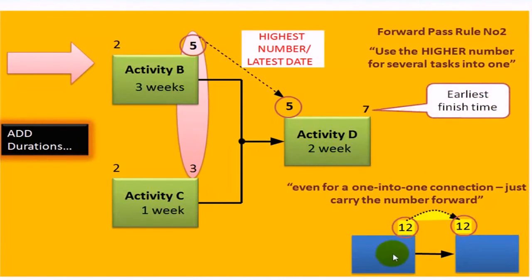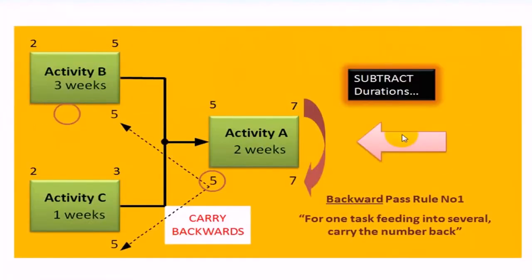Please note that if you simply had one task after the other, and this task here finished on day or week 12, you merely carry that straight across to the next task, providing there weren't any other arrows feeding into this. That's the forward pass calculations done. Let's now do the backward pass calculation. In this case, the mantra is you subtract the durations of each task.